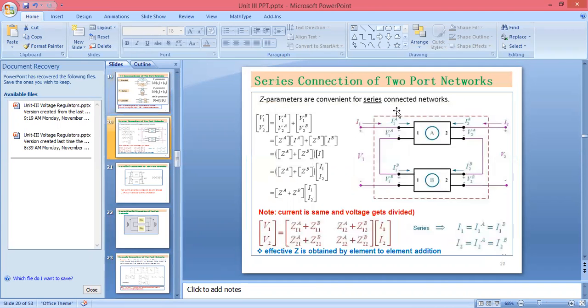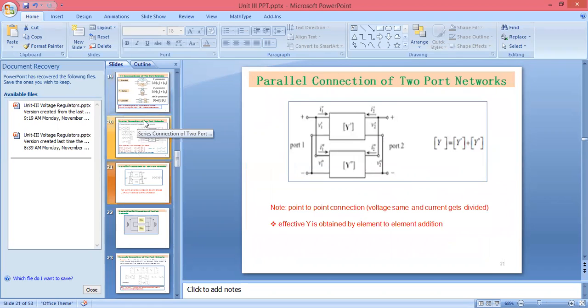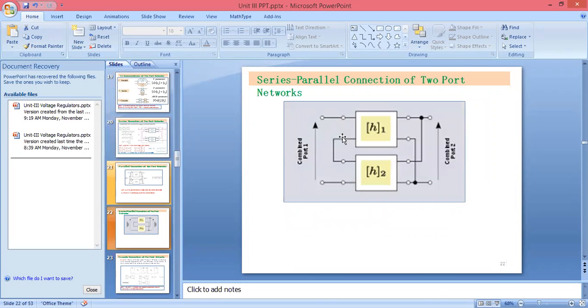Then, if you see how we can make the series interconnections for the two-port network by using the Z parameters, we can see here we can make the parallel interconnections for the Y parameters. Here, if you see, voltage will be the same but current can get divided, because here we are making the parallel interconnections for the Y parameters. And when we are making the series-parallel combination, at that time what we are doing here is series combinations at the input, and at the output for port 1 and port 2 we are making the parallel interconnections.